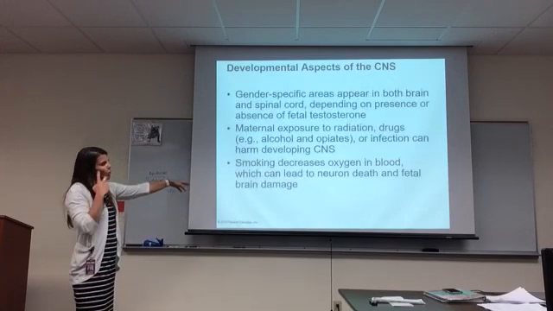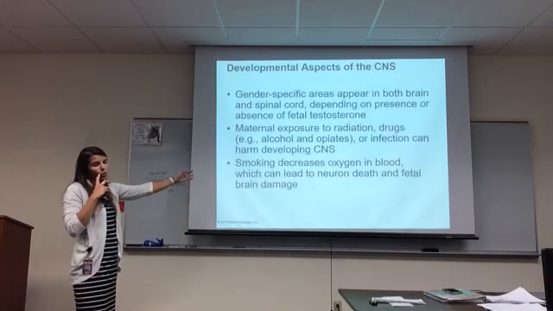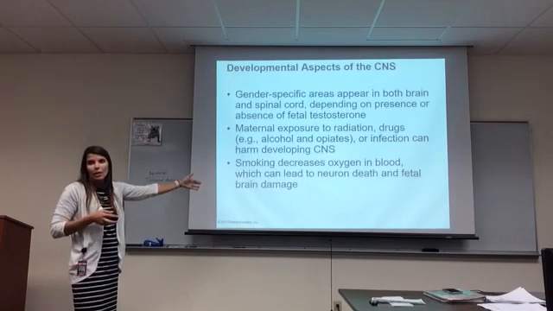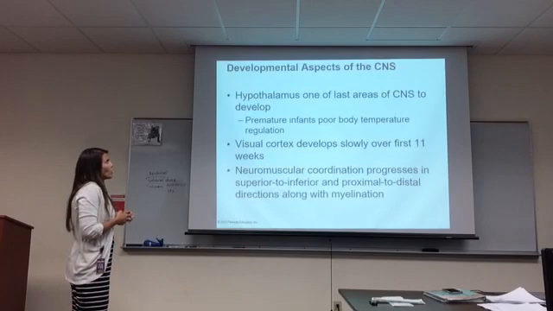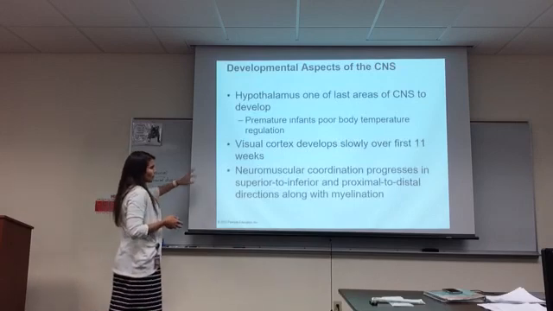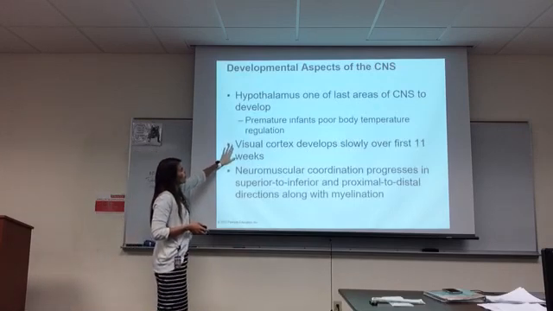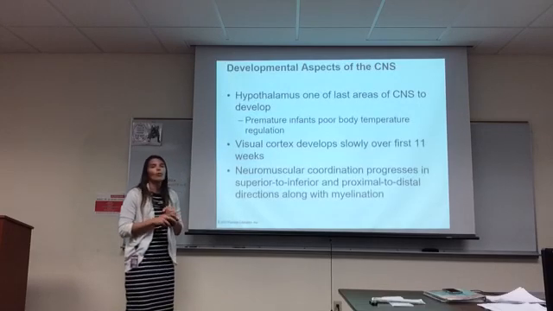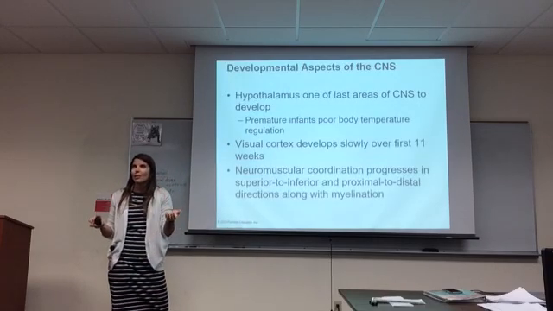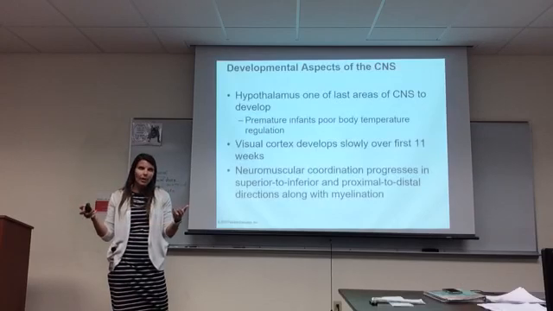If a mom smokes while she's pregnant, it does lead to lack of oxygen in utero, which decreases brain development. Babies are usually born premature. It talks about the hypothalamus as one of the last areas to develop. Visual cortex develops slowly over the first 11 weeks. You can't really see when you're born. You have to develop that over time.